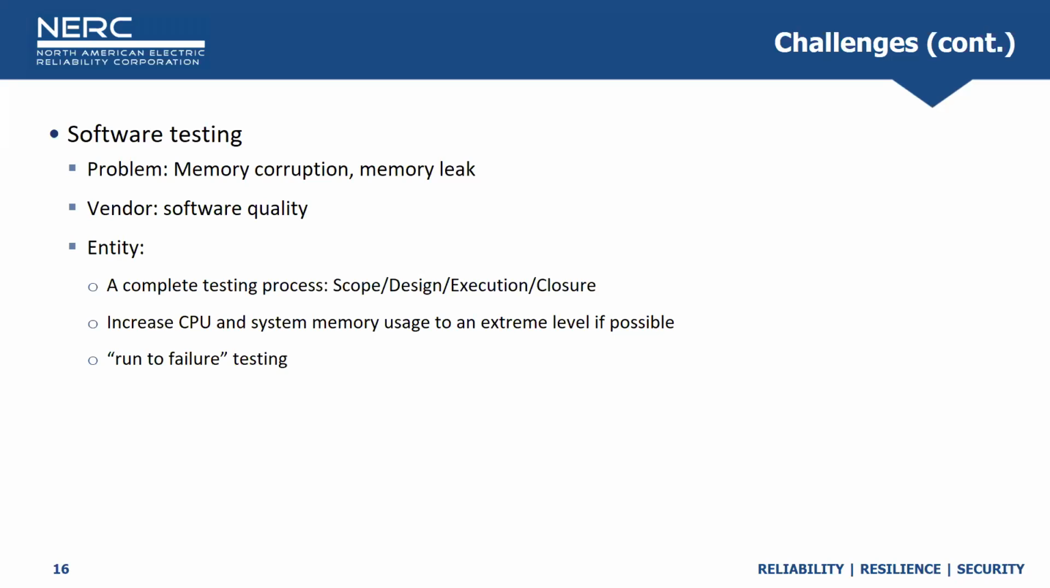And for the CPU issue, we also suggest the entity increase the CPU or system memory to the extreme level, if possible. Because currently the system or computer is shared by lots of software, like PI, the OS, the Oracle database, and the EMS functions. They all need memory and CPUs. Also, the entity may install virus software as well, right? They need to scan for viruses and kill them. That also needs memory. So we need to push all this CPU usage to a very high level to make sure the software can run.